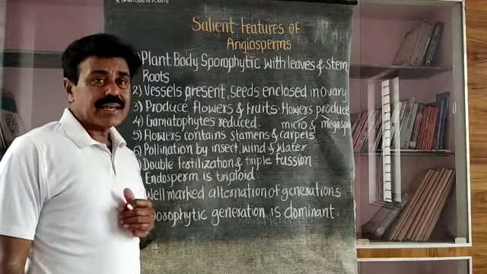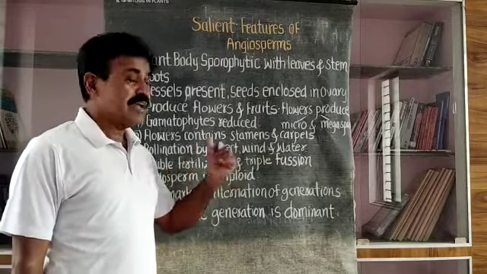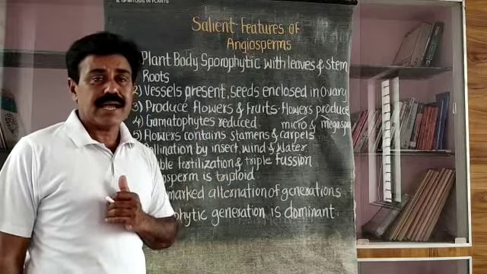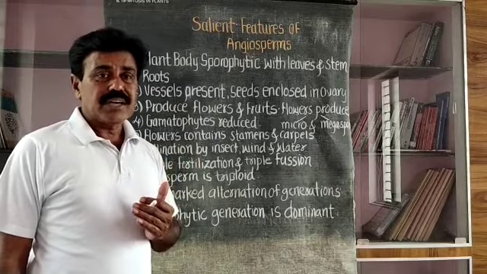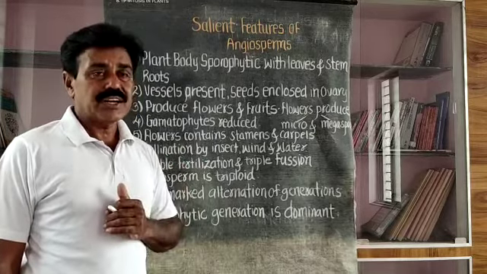Then the most important characteristic of angiosperms is that they show double fertilization and triple fusion. That means at the time of fertilization of the male and female gametes, a process takes place which is not present in other groups of plants, that is double fertilization and triple fusion.